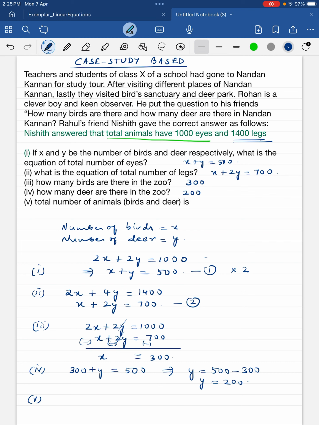Now in the fifth part, they've asked you to find out the total number of birds and deer together. So that means I have to find the value of x plus y, which is 300 plus 200, which is 500. Okay, so the last part, the answer is 500. I hope you've understood the question.